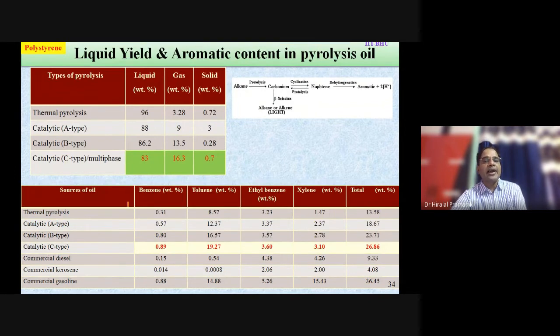Similarly, for polystyrene, you can say 26.86% here, and thermal pyrolysis 13.58. So the highest is obtained for catalytic C type, and A type, B type is lowest here. So 83%, you can say, and 96% for thermal pyrolysis. So quantitatively, we can observe that quantity has gone down, but quality-wise it has improved in terms of aromatics. And this is the reaction scheme. Already I have discussed how to get the aromatics.